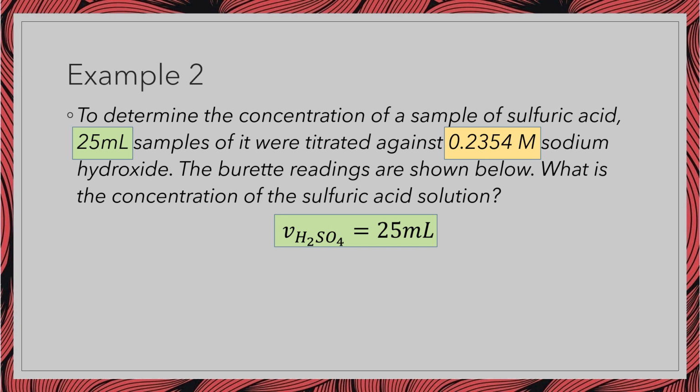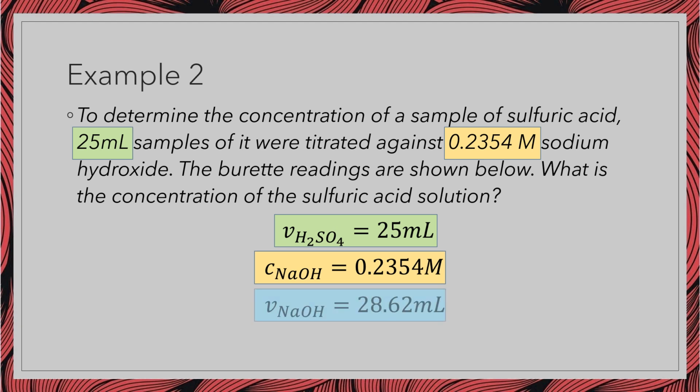25 ml samples of sulfuric acid, so we have volume of H2SO4 is 25 mL. 0.2354 molar sodium hydroxide is our concentration of sodium hydroxide. Volume of sodium hydroxide, 28.62 mL, that's from our titer table. And we're asked to calculate the concentration of sulfuric acid, so that's our question mark. So C of H2SO4 is our question mark.